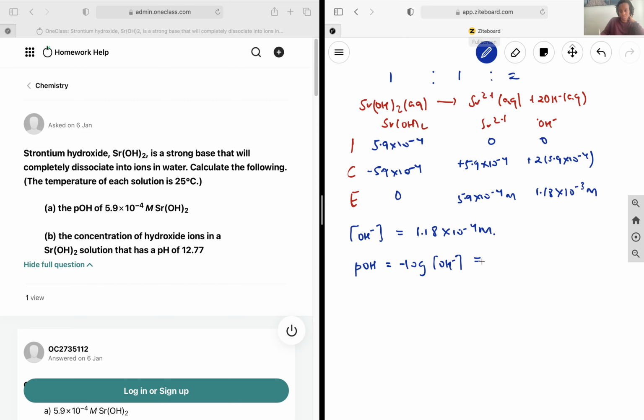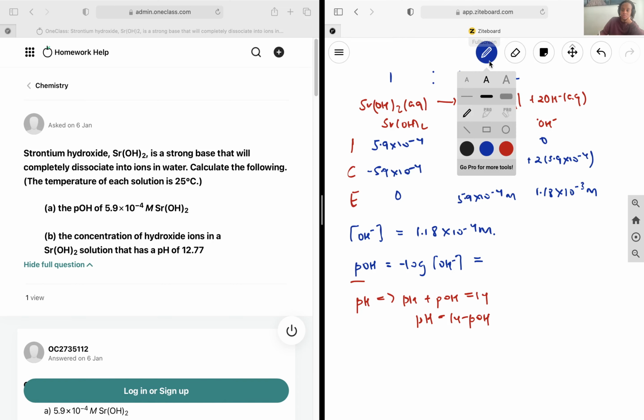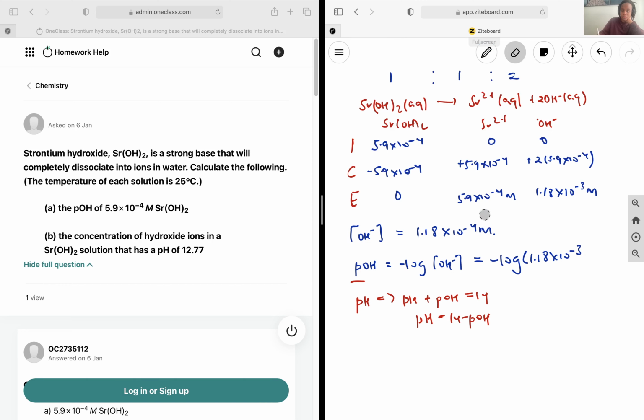So let's go ahead and calculate pOH. The reasoning for this is because we're trying to find the pOH. In the scenario where we're trying to find the pH, we just need to note that pH plus pOH is equal to 14. So the pH would be equal to 14 minus pOH. In this scenario, we're just going to stop at calculating pOH. So let's go ahead and take the negative logarithm of what we have, 1.18 by 10 to the negative 3 molar.